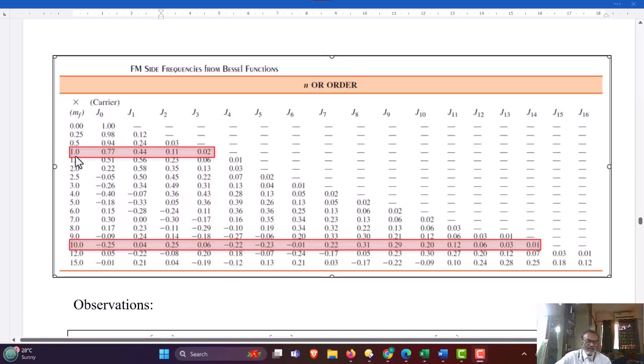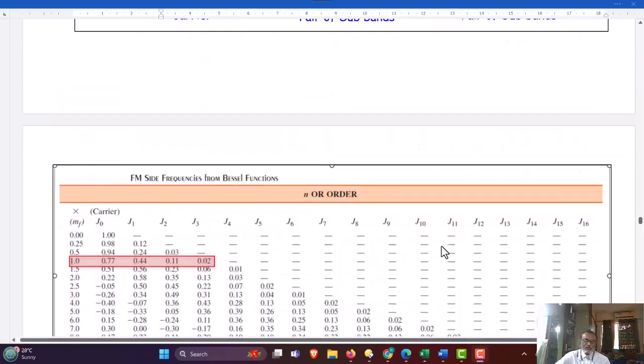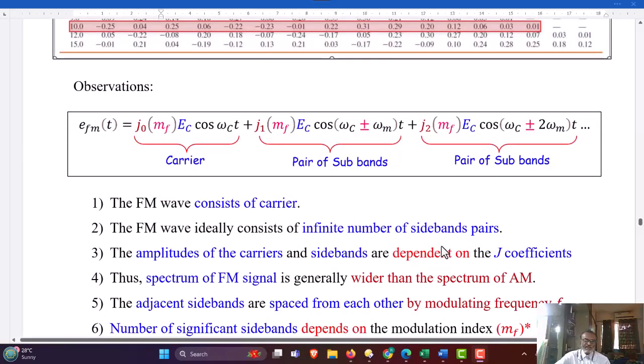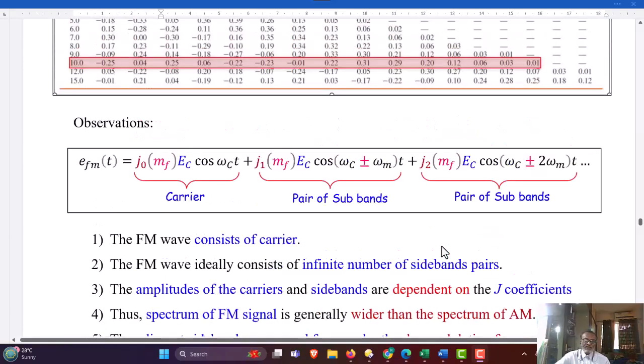You will see here highlighted when modulation index is 1, the value of J is changing from J0 to J3. Other coefficients are 0. Whereas when modulation index is 10, then you are getting the J coefficients that are significant up to J14. So the higher the value of modulation index, the more J coefficients are significant. And therefore, in the frequency spectrum, we will consider the significant magnitude pair of subbands.